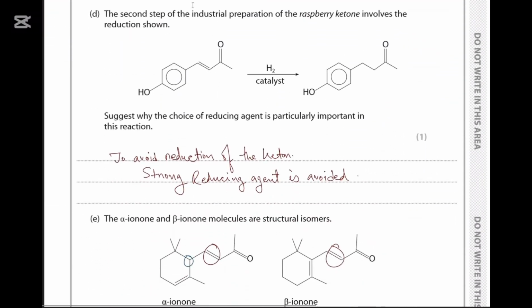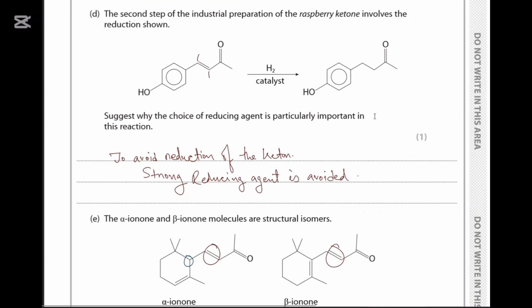Part D, the second step of industrial preparation of the raspberry ketone involves the reduction shown. It's been reduced with H2 and a catalyst. Here H2 has been added. Suggest why the choice of reducing agent is particularly important in this reaction.